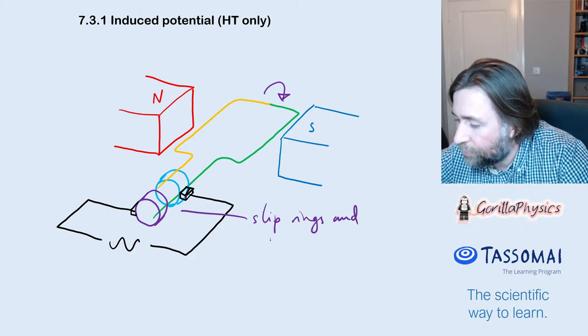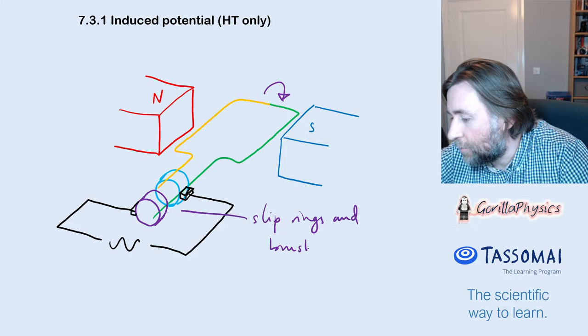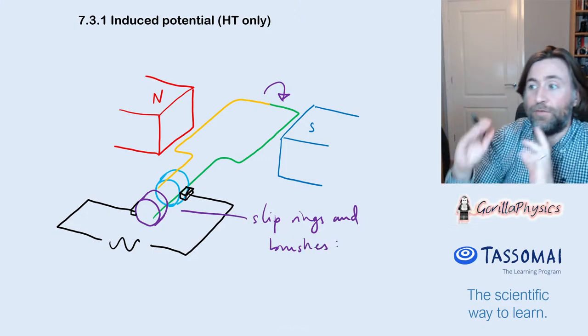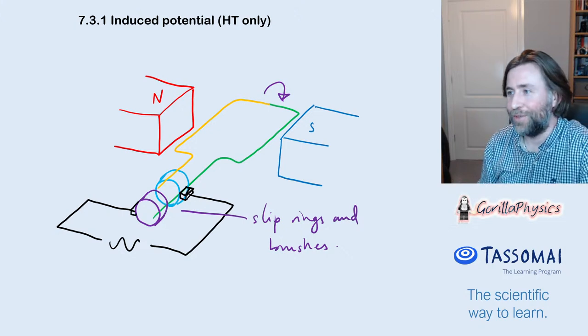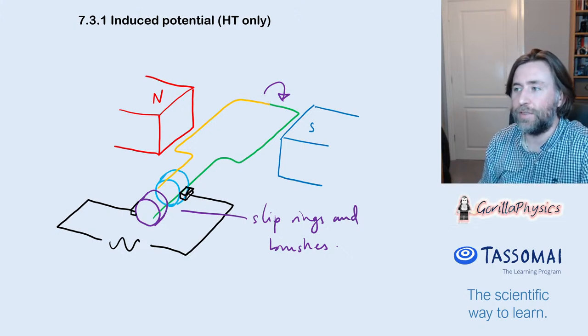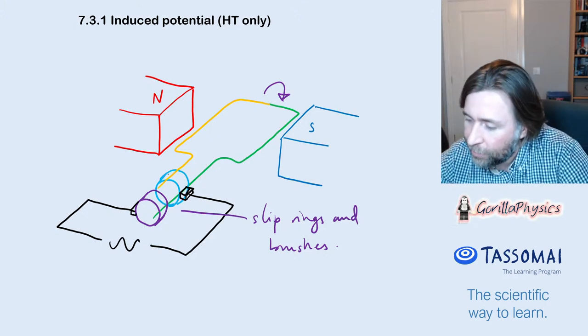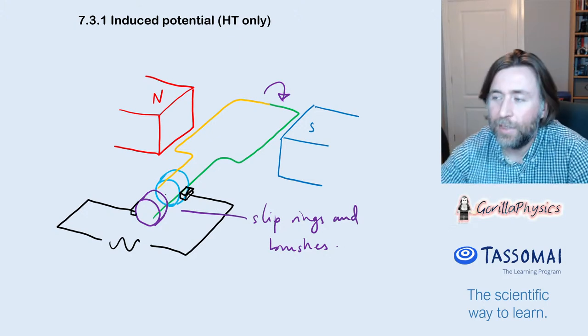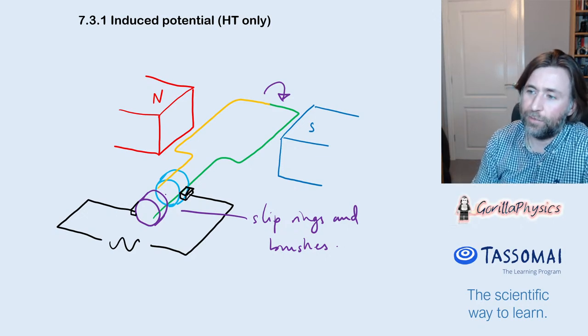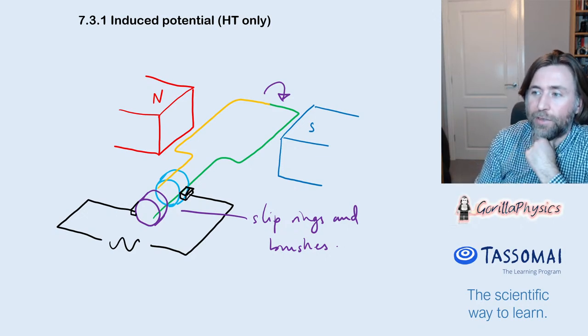And brushes. Now I think they've done that on purpose. That sounds very similar to split ring commutator, right? But slip rings and brushes, notice they're complete rings. So the yellow side has a permanent connection to the blue slip ring. Okay, and the green side has a permanent connection to the purple slip ring in this diagram.